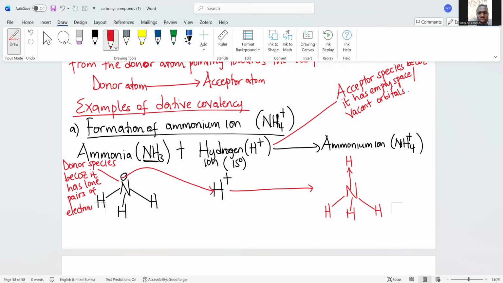Yeah, and this is an ion. So we shall have closed brackets and a plus here up. So this arrow here is the dative bond.